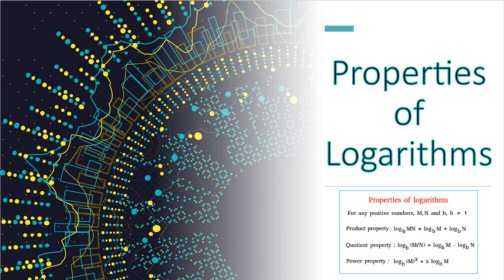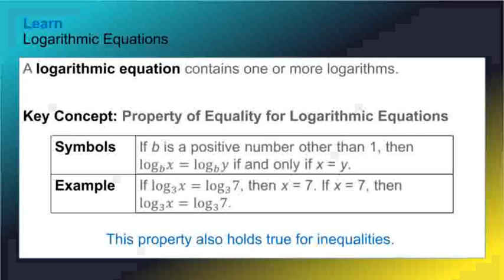Lesson 8-2, Properties of Logarithms. A logarithmic equation contains one or more logarithms. The first property we want to look at is the property of equality for logarithmic equations. It says if b is a positive number other than 1, then log base b of x equals log base b of y if and only if x equals y.